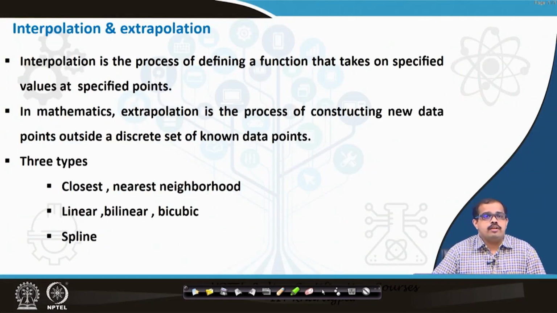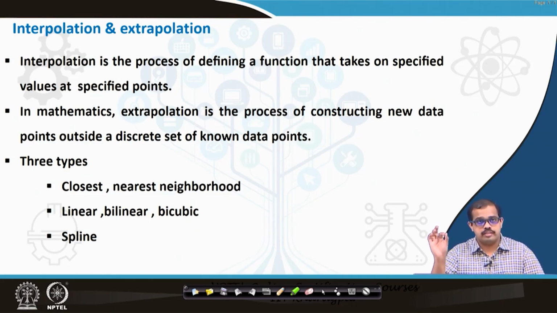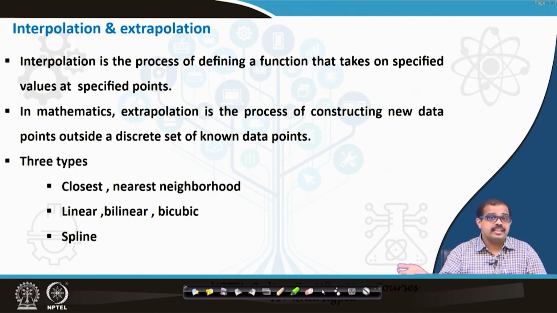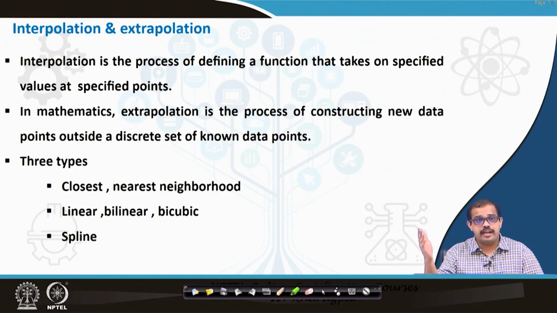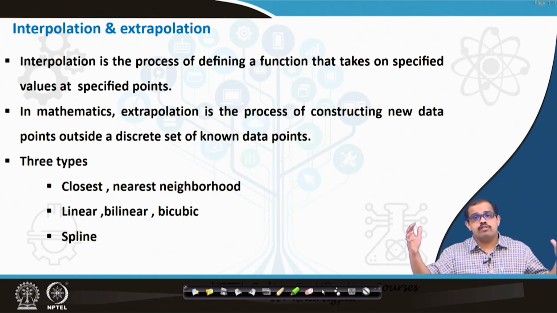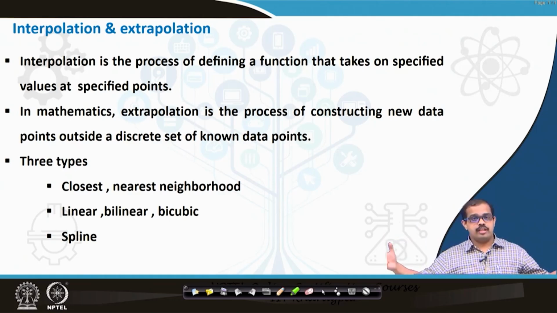Okay. When you are looking at interpolation, as I said, interpolation is a process of defining a function that takes a specified value at specified points. Looking at the mathematical part of it, extrapolation is a process of constructing new data points outside a discrete set of known points, and interpolation is creating a new set of data inside the set of known discrete points. If there are two discrete points and you are finding out a point between them, then it is interpolation.